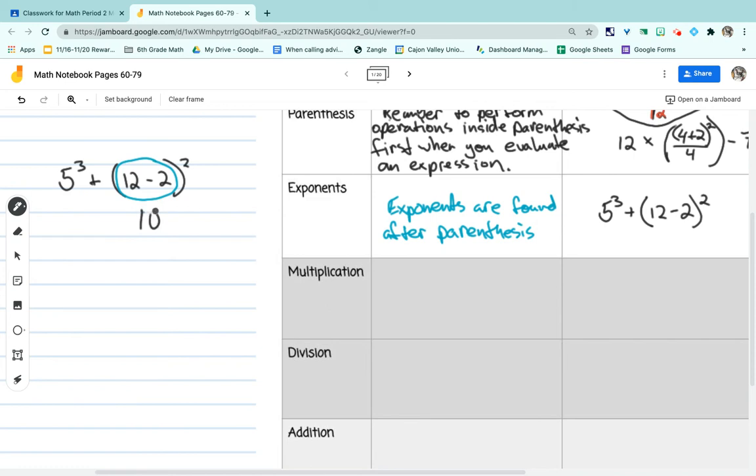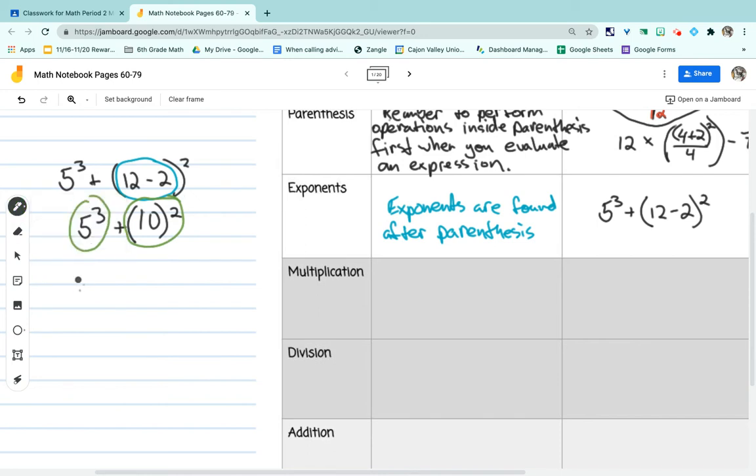12 minus 2 is 10. So I have 5 to the third plus 10 squared, because that squared is still there. And I could put those parentheses around that still if I wanted to. Now, I'm done with what's inside parentheses. I need to move on to exponents. So instead of adding 5 plus 10 and getting 15, I'm not going to do that. I'm going to solve exponents first. I'm going to do 5 to the third and 10 to the second power, 10 squared.